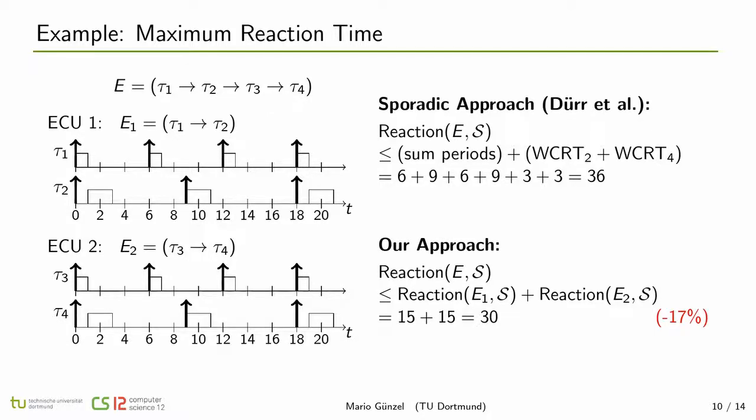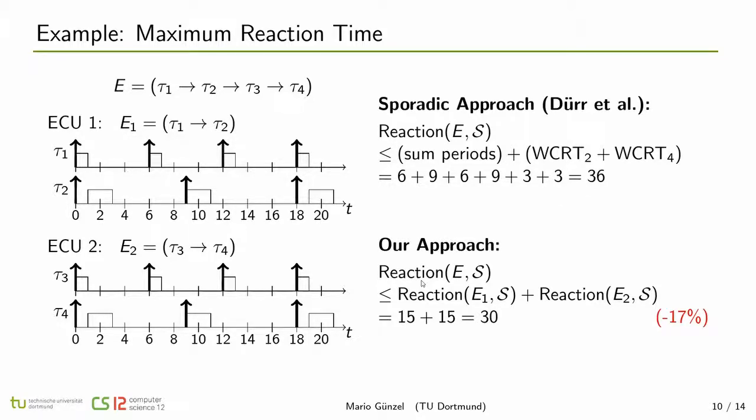In an example, I want to show you the benefit of our analysis. So assume we have a cause-effect chain E here with 4 tasks, which is spread among 2 different ECUs. For simplicity, they look very similar here, but it doesn't really matter. The state of the art for this example is the sporadic approach by Dürr et al. And since the worst case response time is very small, the formula here simplifies to the sum of the periods, which is 6 plus 9 plus 6 plus 9, plus the worst case response time of the second task, which is 3, plus the worst case response time of the fourth task, which is 3 as well. So we get here a maximum reaction time bounded by 36.